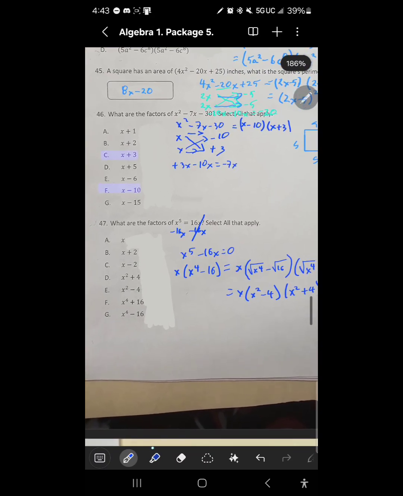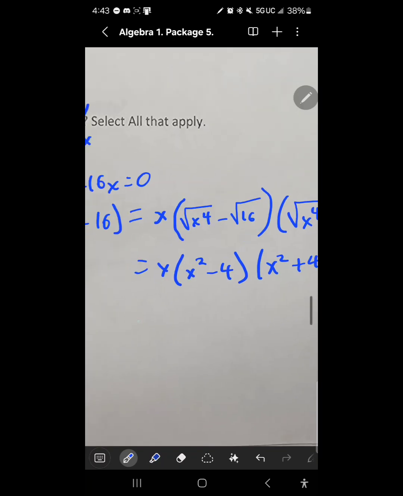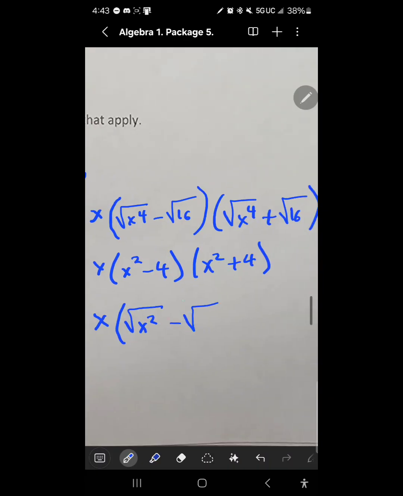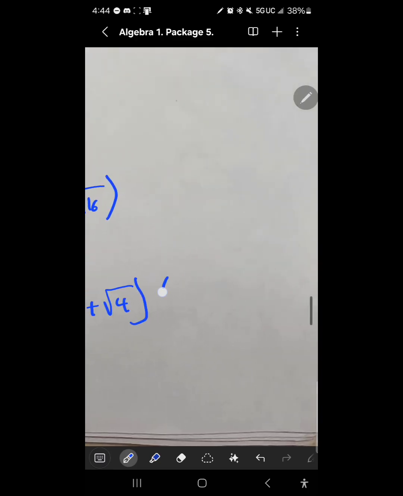So what are the factors? The factors are going to be x squared plus 4. Now here we have the minus again, you see? So I can do this again. We have x. Now this will be the square root of x squared minus the square root of 4, times the square root of x squared plus the square root of 4. And then we keep them plus, because with the plus we can't do anything.